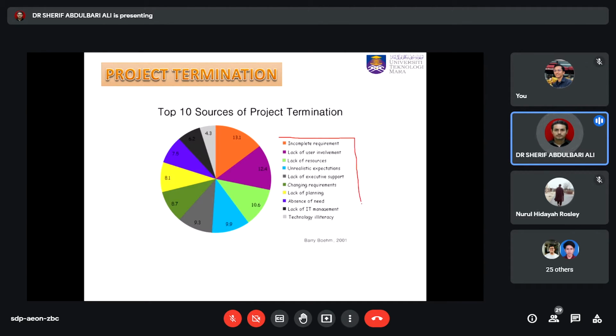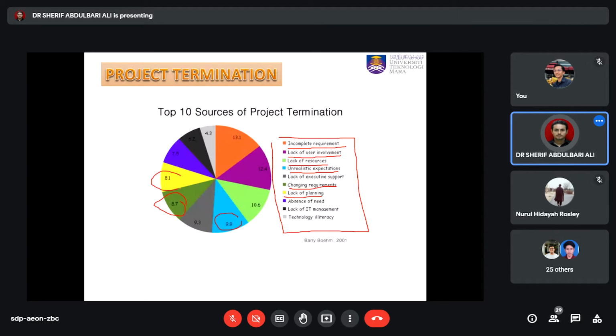You can see from here, these are most of the factors for why a project could fail. Incomplete requirements, lack of user involvement, lack of resources, unrealistic expectations. You can see from here, it's high. Lack of executive support, it's high also. Changing requirements. Changing requirements means the plan is poor.